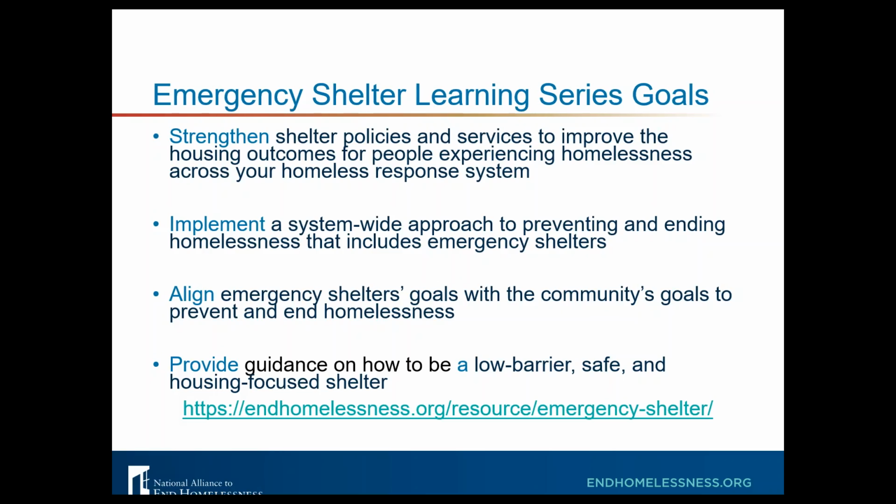The primary goals for the series in general are to help communities strengthen shelter policies and services to improve the housing outcomes for people experiencing homelessness across your entire system, to implement a system-wide approach to preventing and ending homelessness that includes emergency shelters, to align emergency shelters' goals with the community's goals to prevent and end homelessness, and to provide low-barrier, safe, and housing-focused shelter. The series has a number of webinars and associated tools and guidance, and you can find this series at the website link at the bottom of this slide.